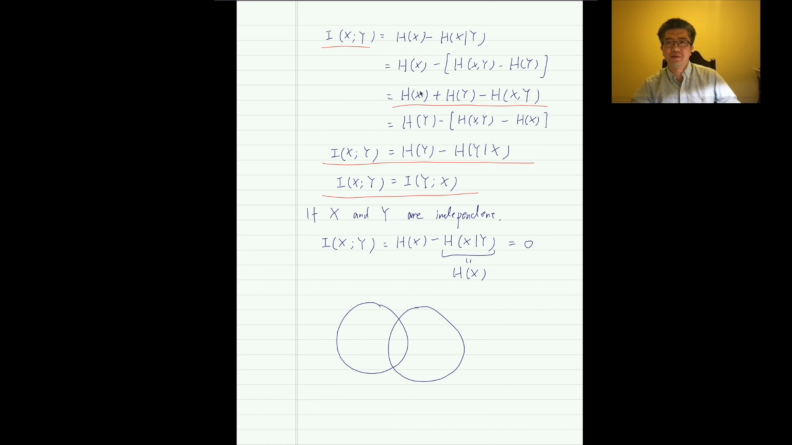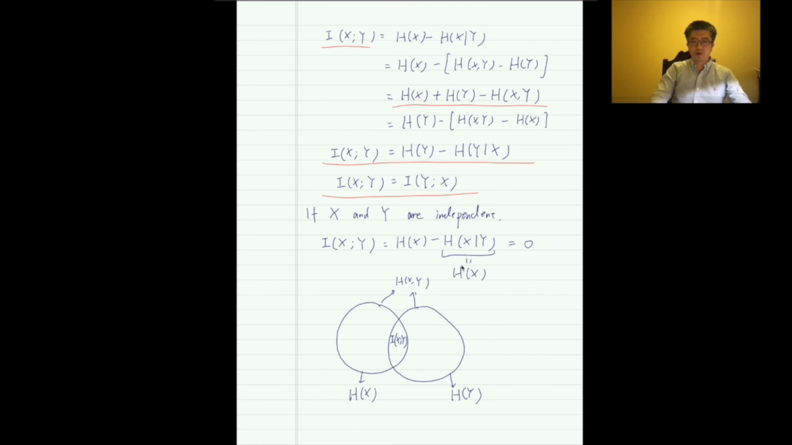Therefore, we can represent the relationship between the entropy and the mutual information using exactly this Venn diagram. Basically, the first circle represents H(X), the second circle represents H(Y), and the middle part is nothing but the mutual information between X and Y. And the whole thing is what? The whole thing is the joint entropy.